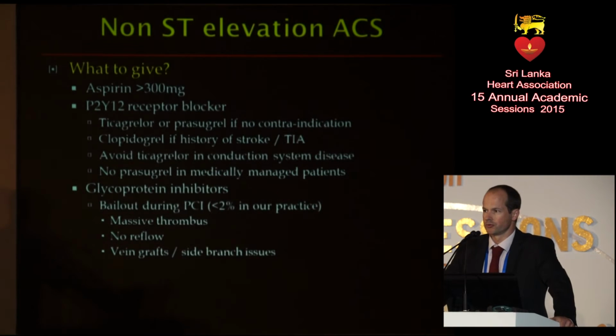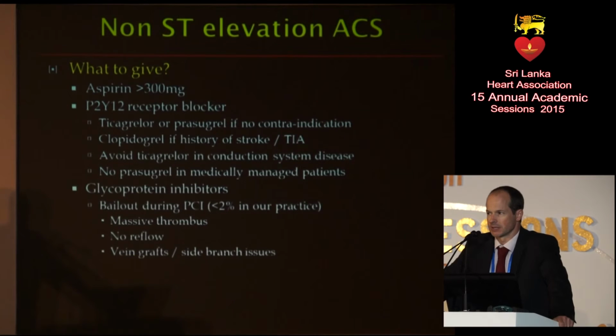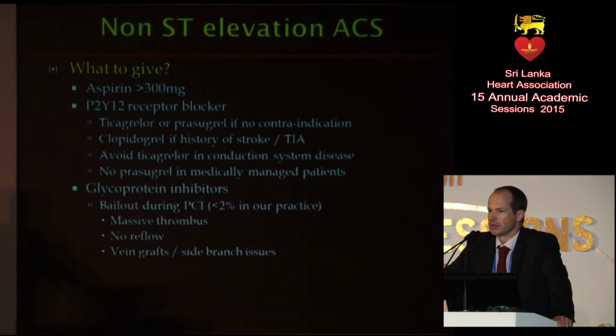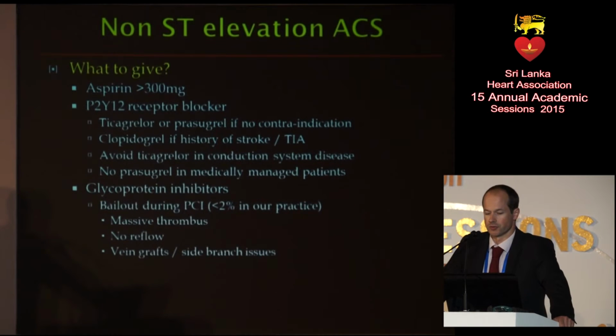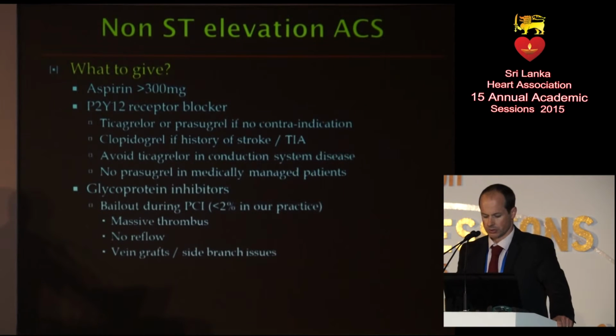As well as our oral drugs, we still do use glycoprotein inhibitors. We tend to use tirofiban in the UK, and we would use them as bailout during PCI. I looked at our latest data. We are now using it in less than 2% of our non-ST elevation acute coronary syndromes, but times where we might use it is if there's massive visible thrombus, for no reflow in vein grafts, and if there were side branch issues.